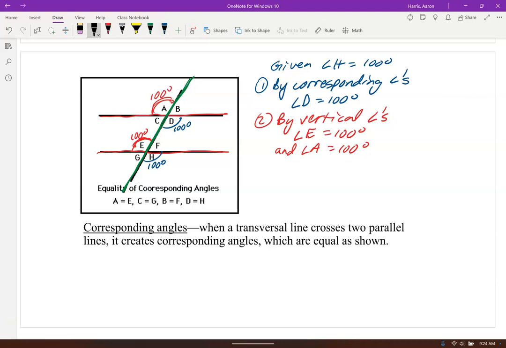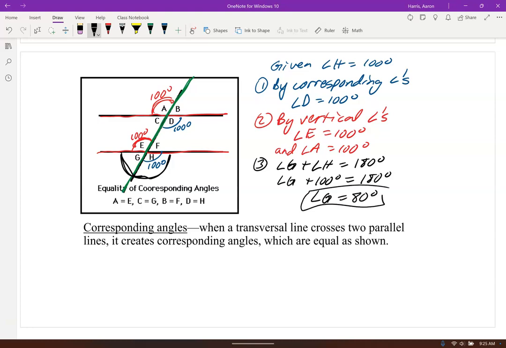And then let's just keep going with this. Now I'm going to use supplementary angles. So notice G and H are supplementary. Angle G, angle H are supplementary. They're on that straight line. And so since H is 100, angle G must be 80 degrees. Okay, so I'm finding all these values, right? Angle G is 80 degrees. And then let's keep going.